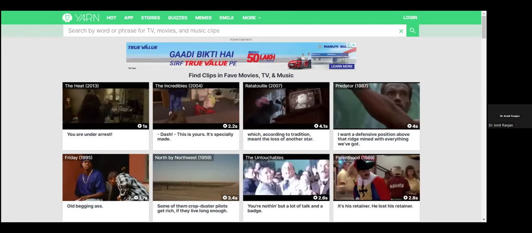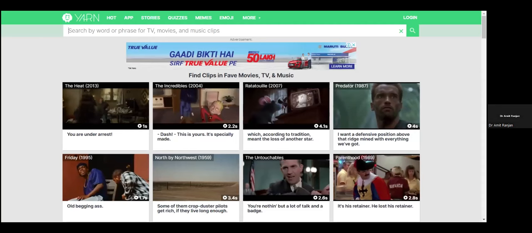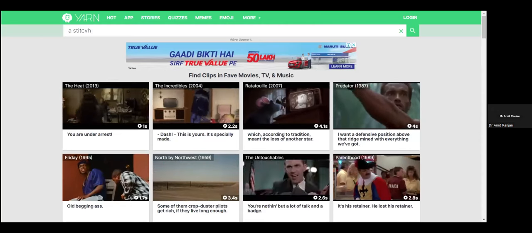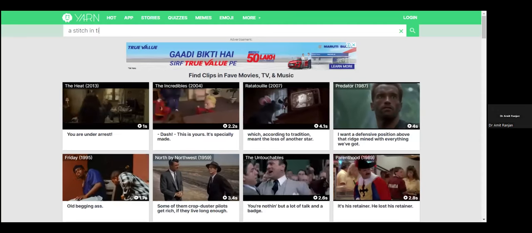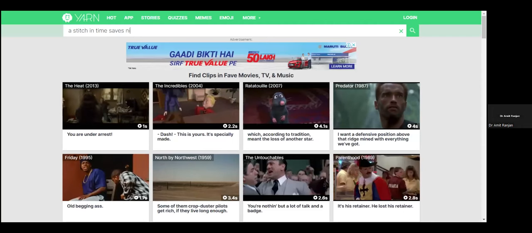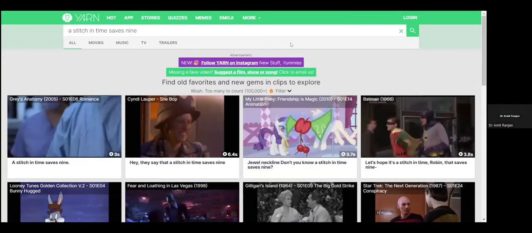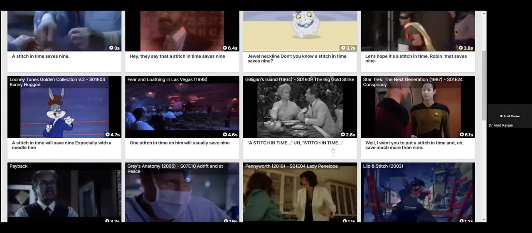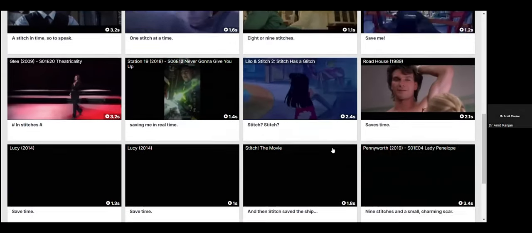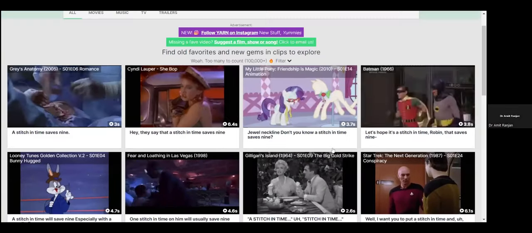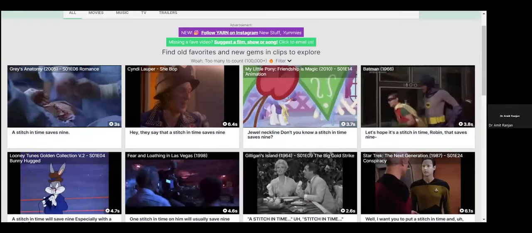So I was showing you earlier a proverb. Let's take any idiom, any proverb, like we were seeing, a stitch in time saves nine. It gives you a list of all the movies in which this phrase has been used in different contexts, and this increases your knowledge about movies as well as how a certain phrase is used. All right. So I think I'll stop over here.